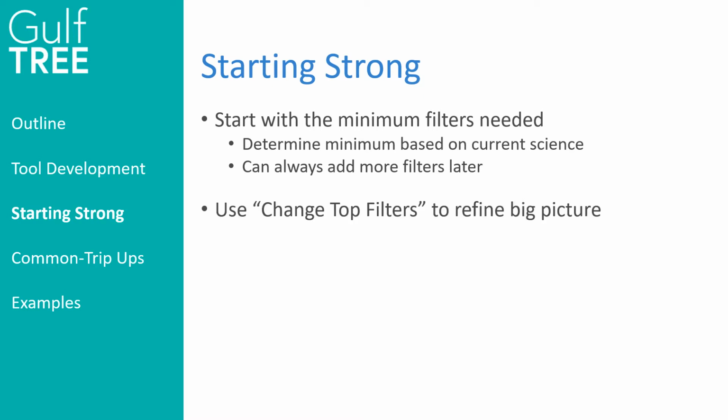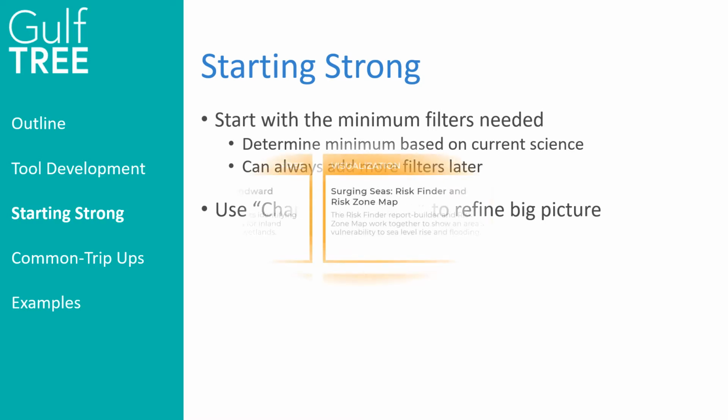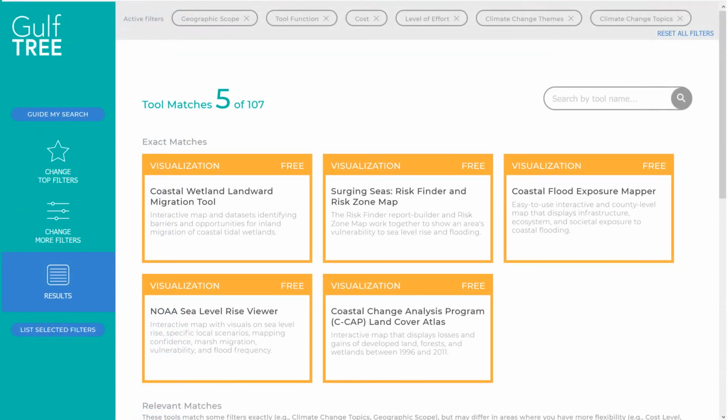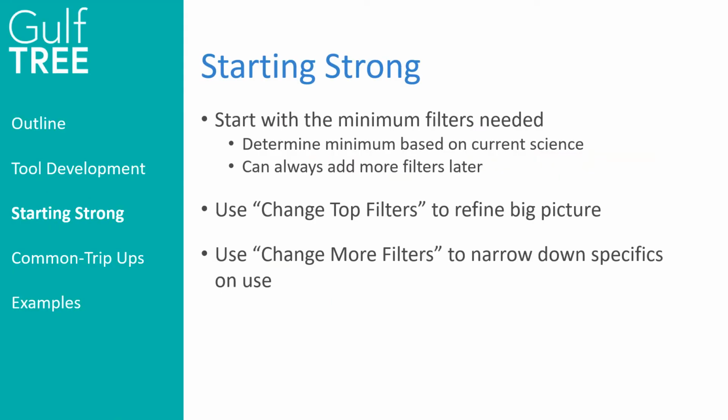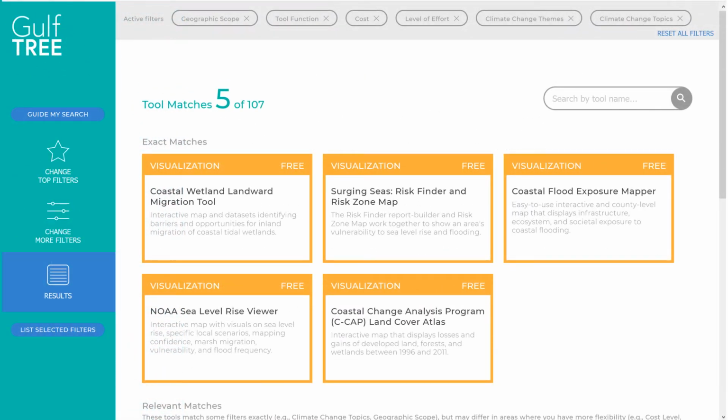Another is using that change top filters to refine the big picture. And so if you go here, you've matched with 5 tools. If you want to narrow down on some of that big picture, you go over here to change top filters. You can also use the change more filters to narrow in on some of those specifics of how the tool itself works. So again, same page. If you go over here to change more filters, you can see that you click there and that'll help you have resources to narrow in on how you want to use the tool.